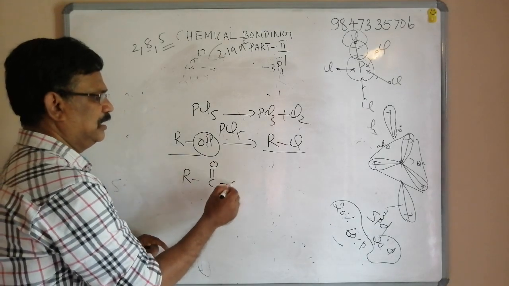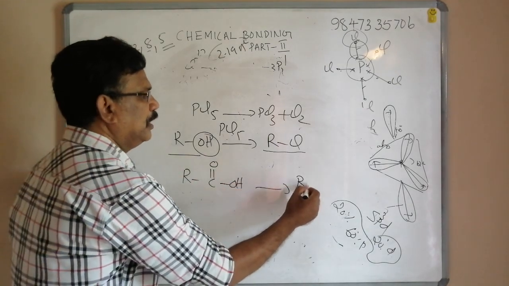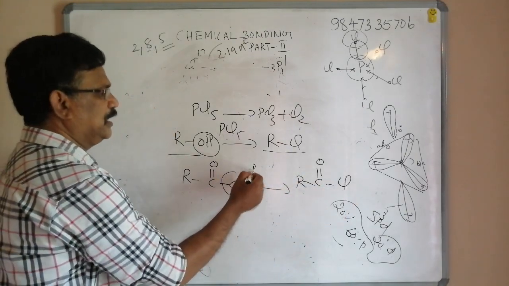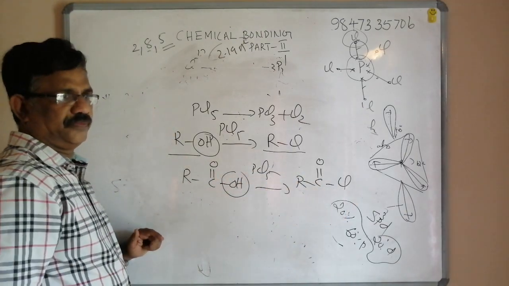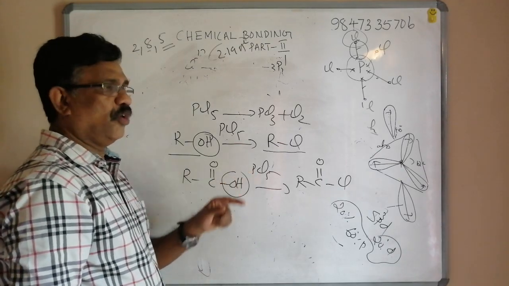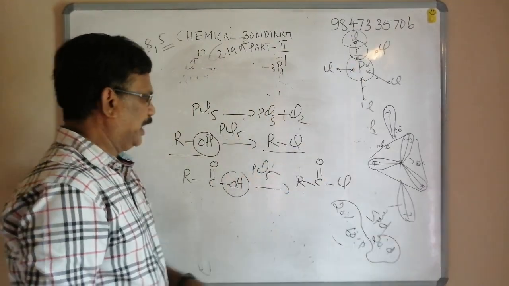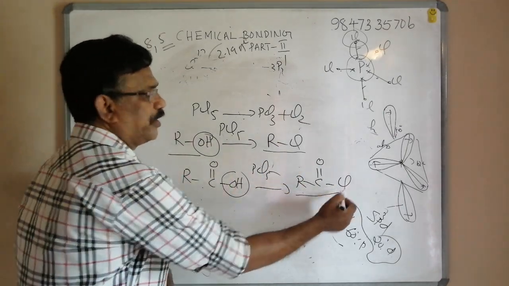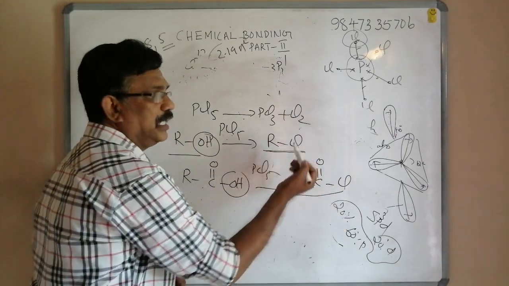Carboxylic acids can be converted into acid chlorides. This OH can also be replaced by using PCl5 because it readily decomposes and supplies these two chlorine atoms. This OH can be replaced by this chlorine atom: acid chloride, alcohol, alkyl chloride.